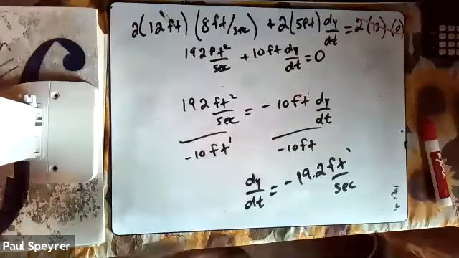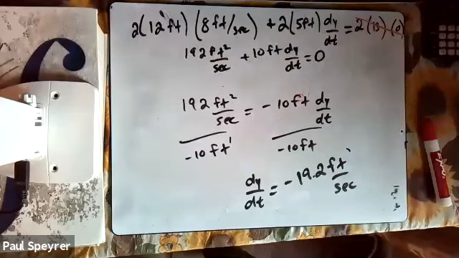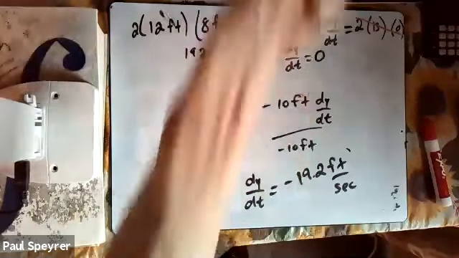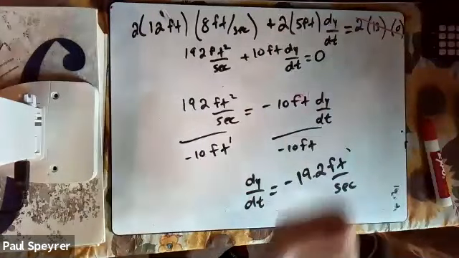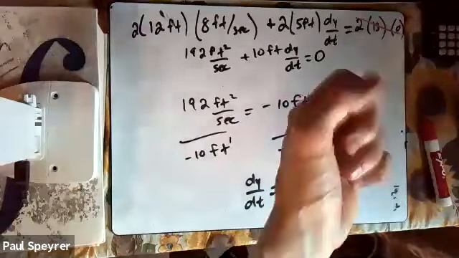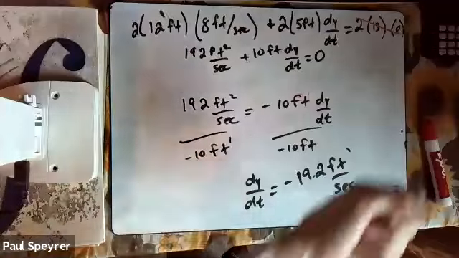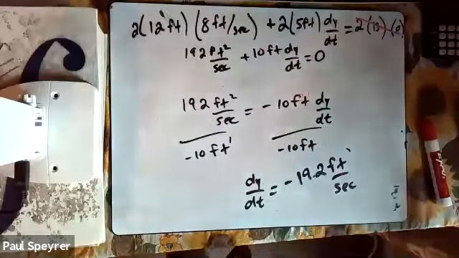So just take into account little things like whether it's positive or negative. Again, if something's falling down, that is going to be negative. Or if you're pulling something towards you with respect to x, that would be negative because the distance between the two objects is decreasing, correct?